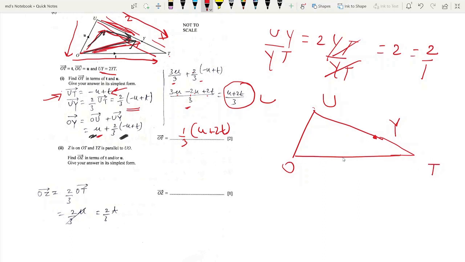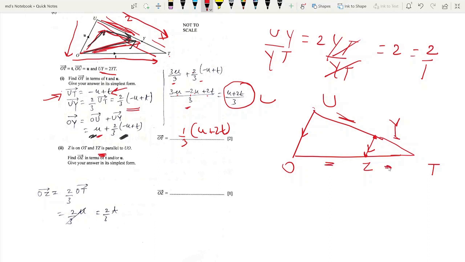Z can be here, here, here, anywhere on this OT. But we have to impose this condition, YZ must be parallel to UO. So this is Y, and Z can be on OT, but it should be parallel to UO. So parallel to UO, it means somewhere here, right? It can be Z.